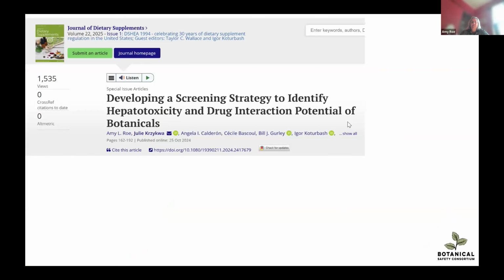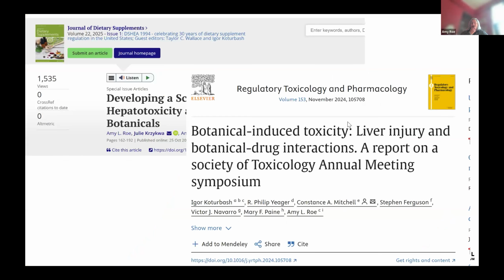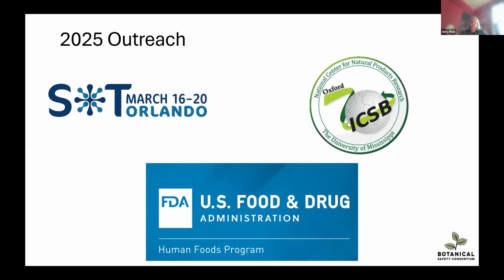This is a manuscript that we put out some time ago. And then we also had a session 2 years ago at the Society of Toxicology, really focused on botanical induced toxicity and liver injury and botanical drug interactions. And it was really well received. Had a really nice attendance and a lot of discussion from the audience. Obviously, a lot of interest in these endpoints, and so we published that as a workshop report.